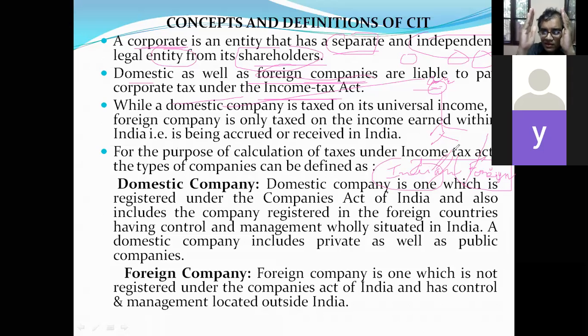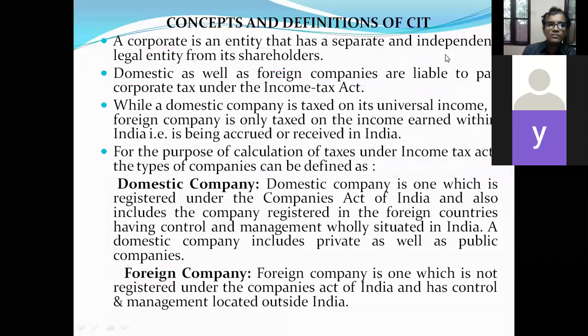So, the basic difference between an Indian company, otherwise a domestic company, and a foreign company is that a domestic company is liable to pay tax on its earnings in India as well as in foreign countries. Whatever income is earned by a domestic company, an Indian company, it has to pay tax. Whereas a foreign company has to pay tax only on Indian incomes. Okay, so that is the basic difference that you have to understand.